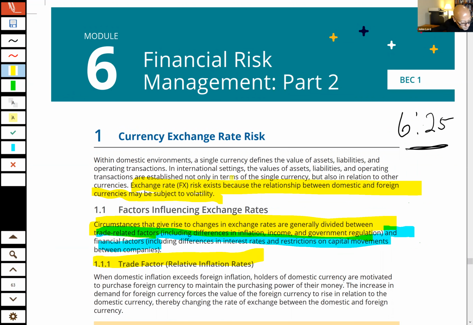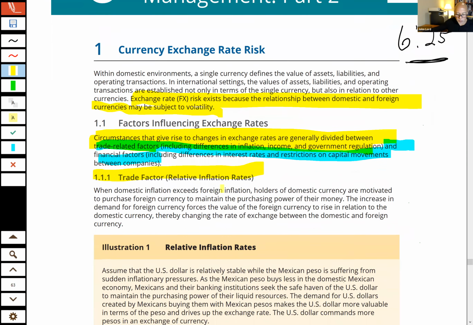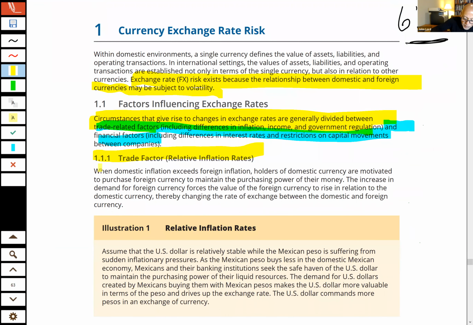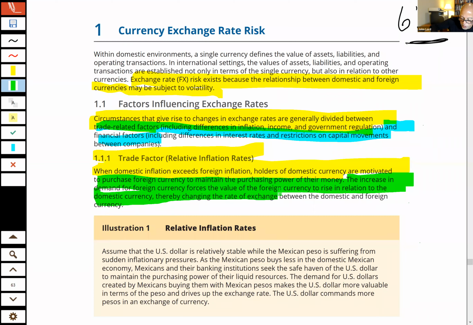Let's go ahead and start with trade-related factors. When domestic inflation exceeds foreign inflation, holders of domestic currency are motivated to purchase foreign currency to maintain the purchasing power of their money. So the increase this creates in demand for foreign currency causes the value of the foreign currency to rise in relation to the domestic currency, thereby changing the rate of exchange between the domestic and foreign currency.